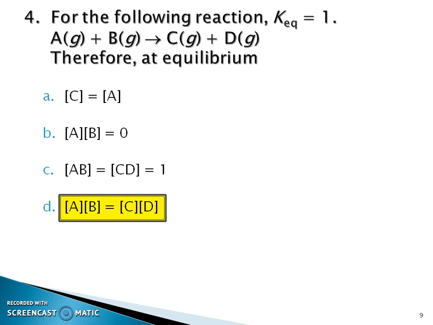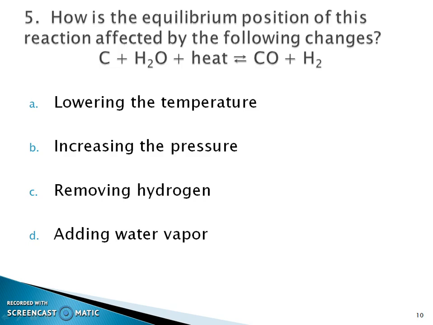Hopefully that makes sense. If it doesn't, I expect some questions. Okay, how about this? Again, this is another one of those shift left, shift right. Ooh, I do see heat, so they might actually ask us something about temperature. And the other thing, just real quick to point out, I have 2 moles on this side, 2 moles on this side. So if they ask about pressure, what will happen?